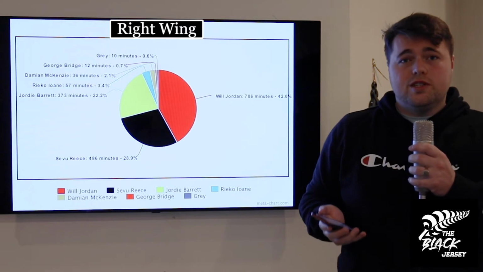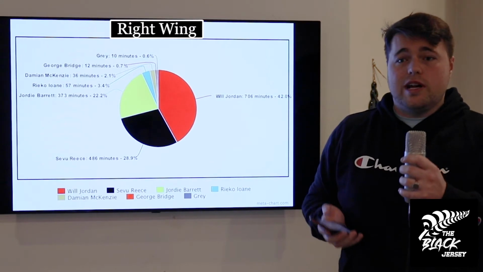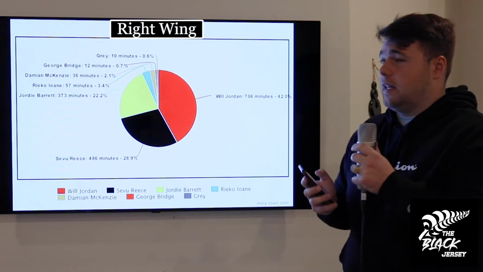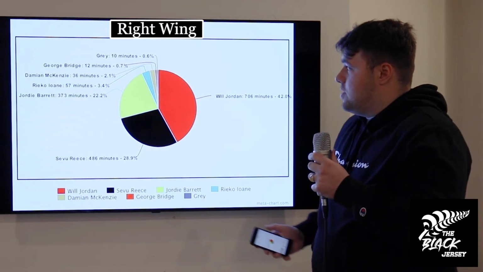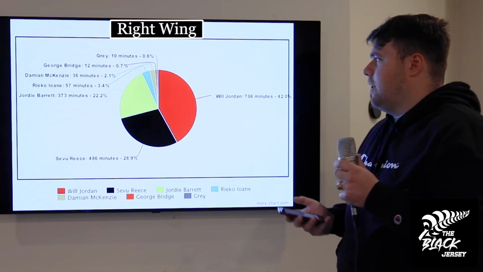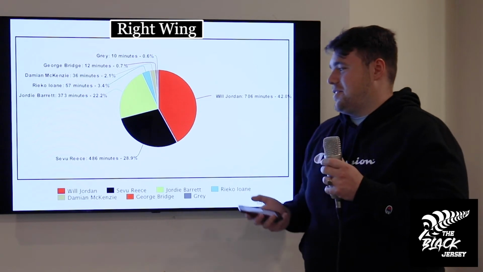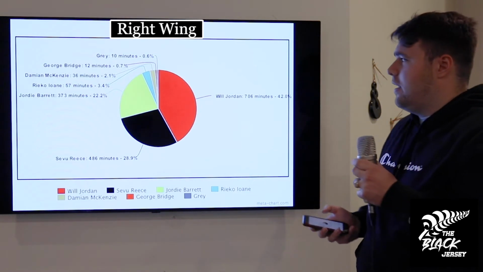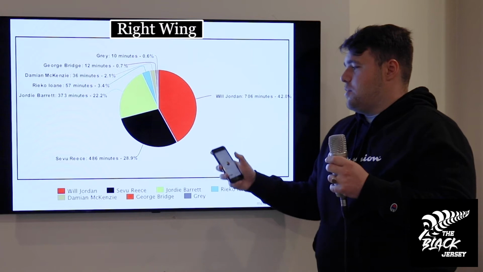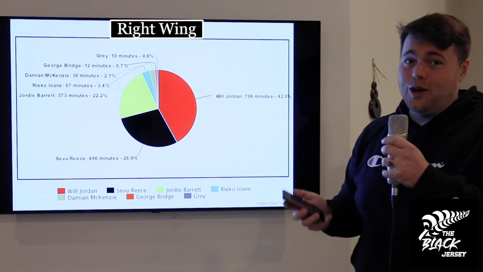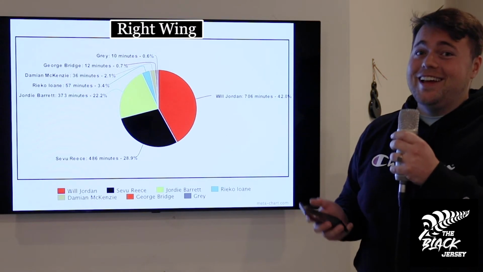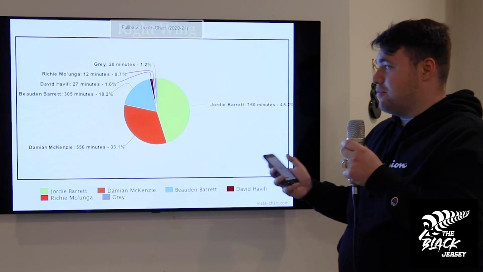George Bridge moved to the right wing against Australia to make way for Caleb Clarke on debut. And as you can see, somebody in there got a yellow card, so 0.6%, just 10 minutes have gone grey. Don't really worry too much about the right wing chart. We all know it's going to look very different come 2023, apart from Jordan.